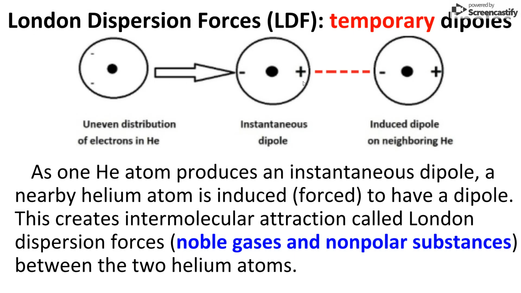What happens is one atom has this induced temporary dipole, and then it creates another atom to induce a dipole as well. And so those two atoms will have parts that are positive on one side and then negative on the other side of a neighboring atom, thus creates this London dispersion force between those particles, the attractive force between those particles.